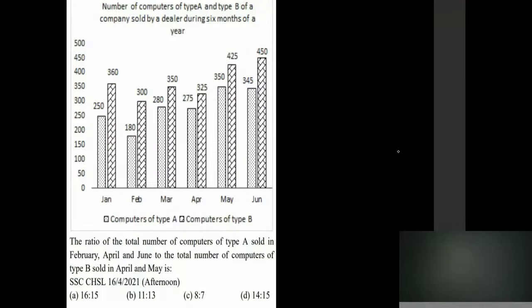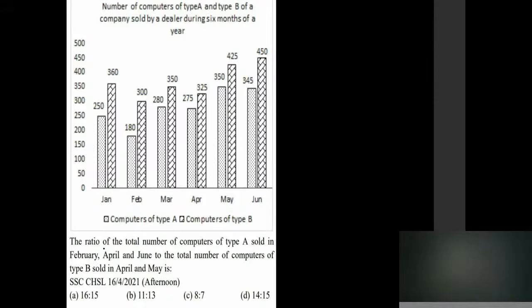So next question. Here there are two types of computers, computers of type A and computers of type B. Now what we should answer is the ratio of the total number of computers of type A sold in February, April and June to the total number of computers of type B sold in April and May. I think you can solve this question.